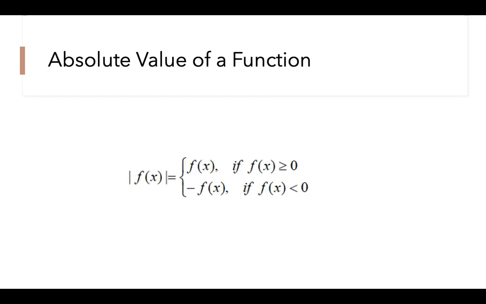Now, this is a review of the absolute value function: if it's an absolute value, you always divide it into two sections with the same domain boundary. When f of x is greater than or equal to 0, it's going to be positive. But if it's less than 0, then it's going to be negative.